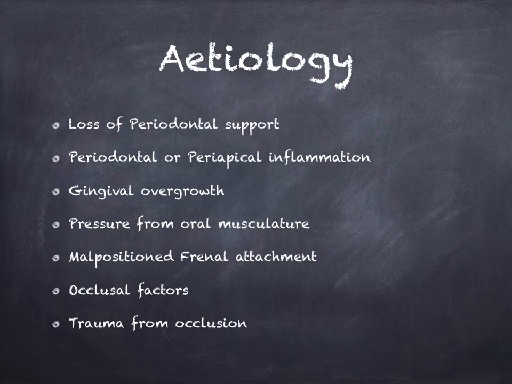Hence, summarizing all the etiopathogenic factors, we can say that loss of periodontal support is the main factor that leads to pathologic tooth migration. Apart from this, periodontal or periapical inflammation, gingival overgrowth, pressure from oral musculature, malpositioned frenal attachment, the occlusal factors specified in the previous slide, and finally, trauma from occlusion can all be listed under the etiology of pathologic tooth migration.